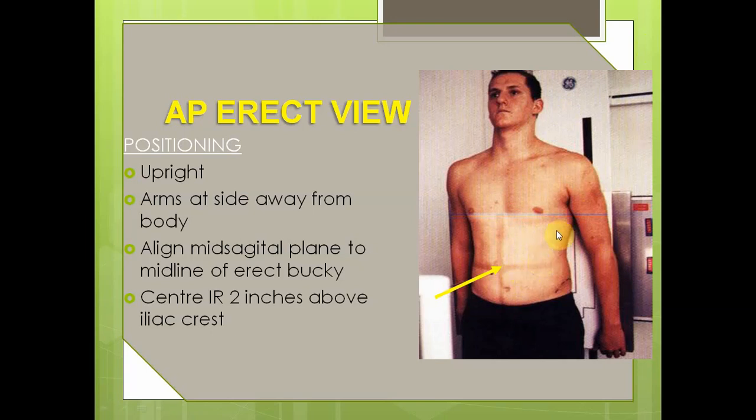Okay, and the cassette, the upper border of the cassette. See, this is the upper border. This is the bucky. Usually the upper border of the cassette will be at the episternum level, so that the dome of the diaphragm will be included. So remember, when you take an AP erect view, you should include the abdomen up to the dome of the diaphragm. If the dome of the diaphragm is not included, you have to repeat the radiography.